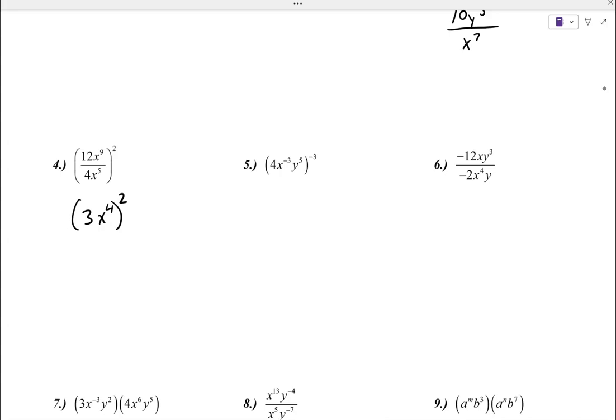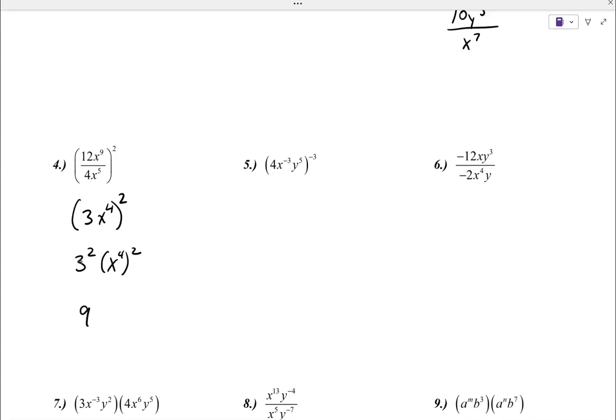What can I do with this 2 now? You can distribute it to both pieces, right? You can do 3 squared, and I'll write it out longhand here. We can distribute it to each piece since it's multiplication. So we have 3 squared times x to the 4th squared. Let's simplify the number again. 3 squared is the same thing as 3 times 3 is 9.